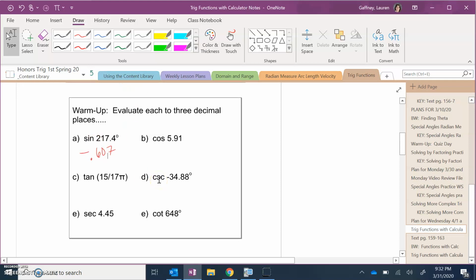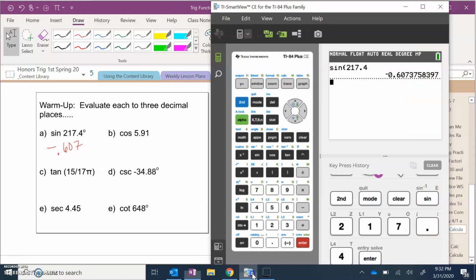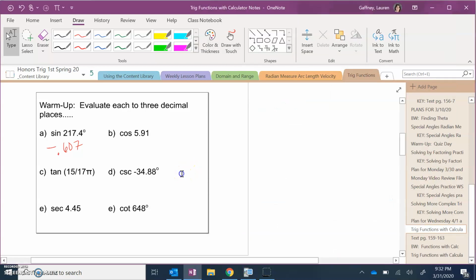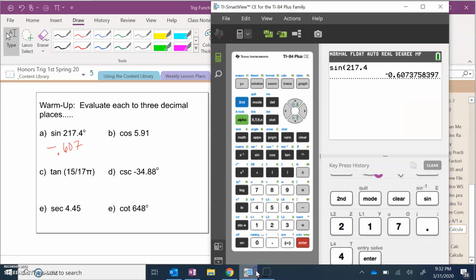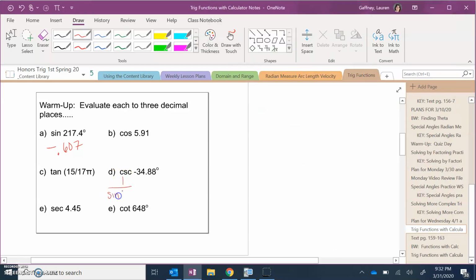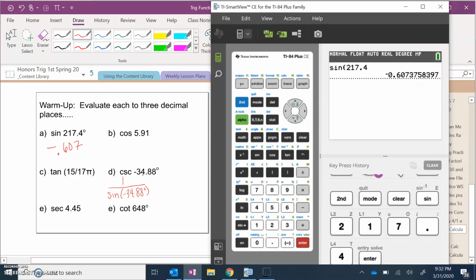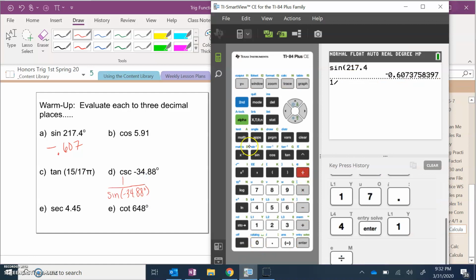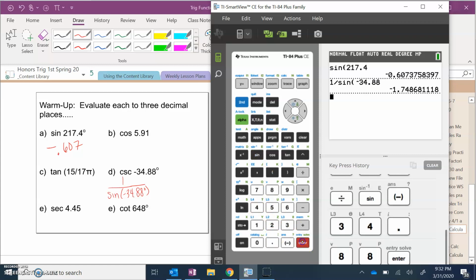Now, to do ones that aren't sine, cosine, or tan, because if you notice it only has sine, cosine, or tan. Okay? So to do one like cosecant of negative 34.88. Now cosecant is the reciprocal of sine. So we want to do 1 over sine of negative 34.88 degrees. Okay, let's come back over here. So 1 divided by sine negative 34.88. You don't need to type the degree symbol in.